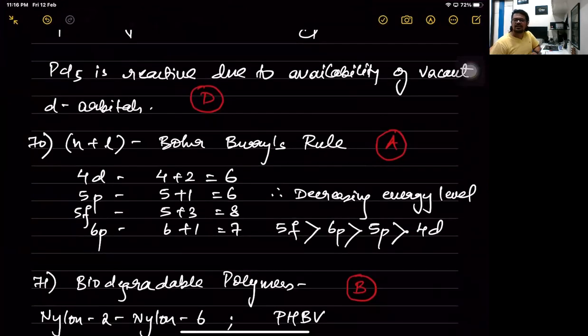Bohr-Bury's rule, if you calculate, the higher the number, the more the energy. And if you have two orbitals with the same number, the lower n one is the one which will have lower energy. So they want decreasing energy, higher to lower. So that's why 4d is last there. So 70 is A.